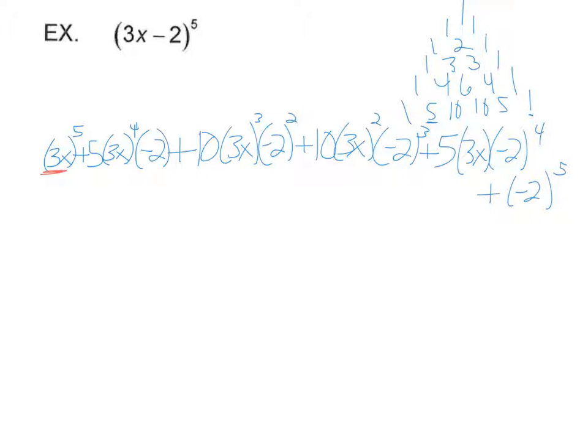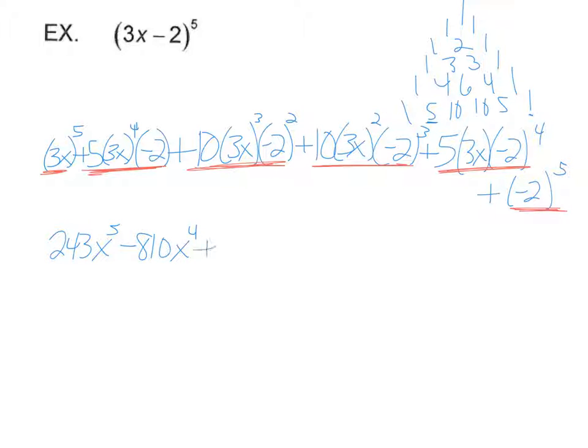So 3x to the 5th, you'll expand that out. All of this, 5 times 3x to the 4th times negative 2, multiply all of that together. Everything that's in between the plus signs gets all multiplied together. And so when you do that, you end up with 243x to the 5th, and then it's a negative, because of the negative 2, 810x to the 4th, plus 1080x cubed minus 720x squared plus 240x minus 32.